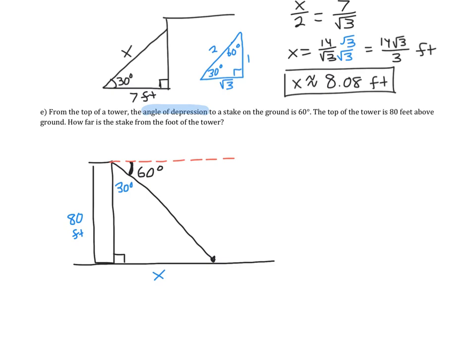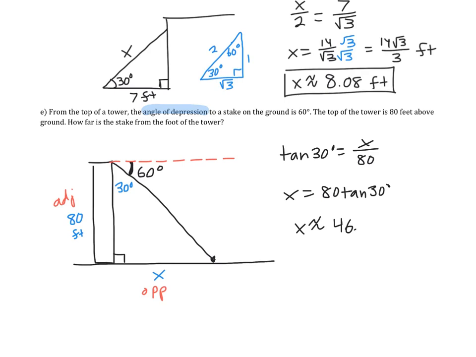Let's solve this one this time using a trig ratio. So here, we know this would be the opposite side. This is the adjacent side. And that means that we're going to be using tangent. So the tangent of 30 degrees is opposite over adjacent. X equals 80 times the tangent of 30 degrees. So here we'll want a decimal approximation. And we get approximately 46.19 feet. And there you have it.